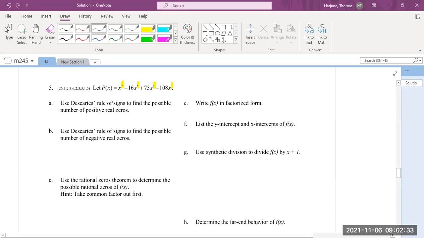Okay, let's see how many positive zeros. The sign changes one time, another one time, another one time. So 1, 2, 3. So there are 3 or 1 positive zeros.